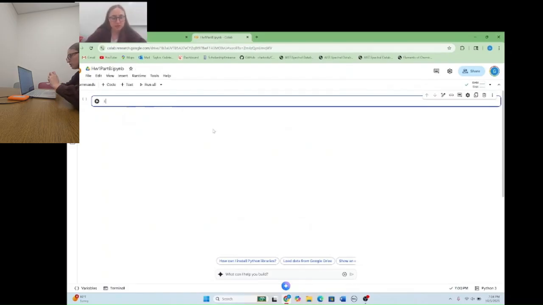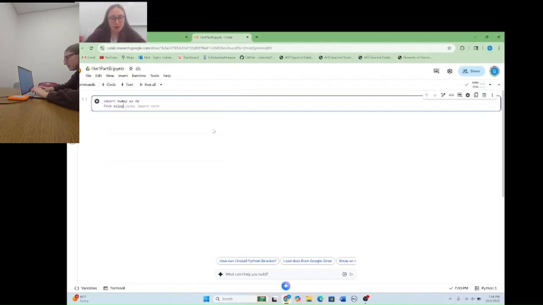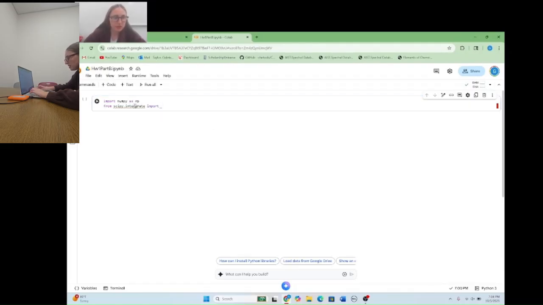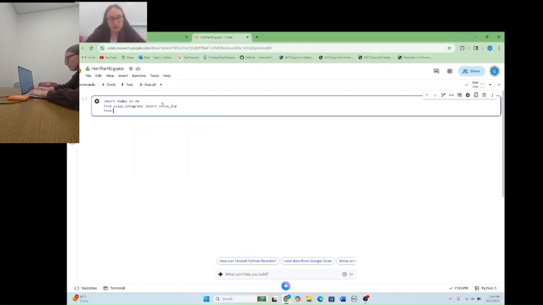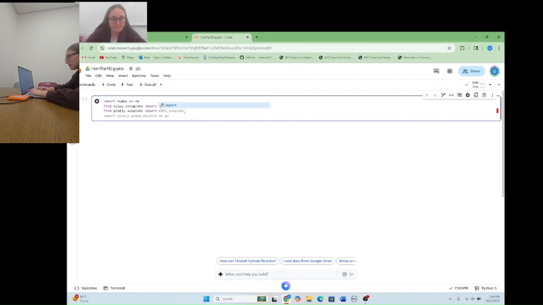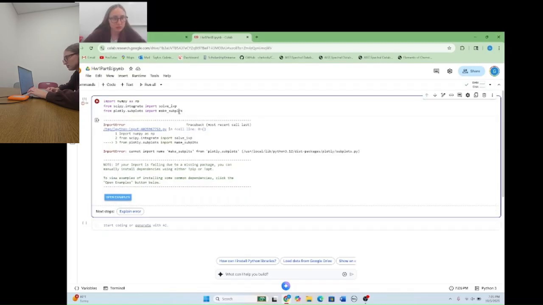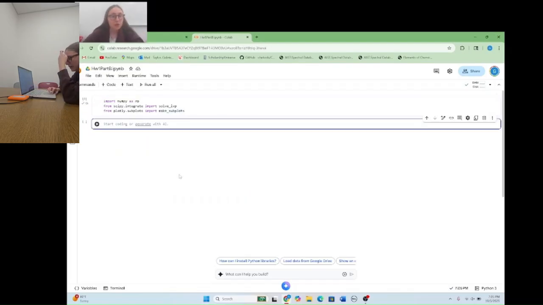So let's code this. The first thing we want to do is import numpy as np, and then from scipy.integrate we are going to import solve_ivp, and then from plotly.subplots we are going to import make_subplots. Okay, shift enter. Okay, so after this we can do our initials.